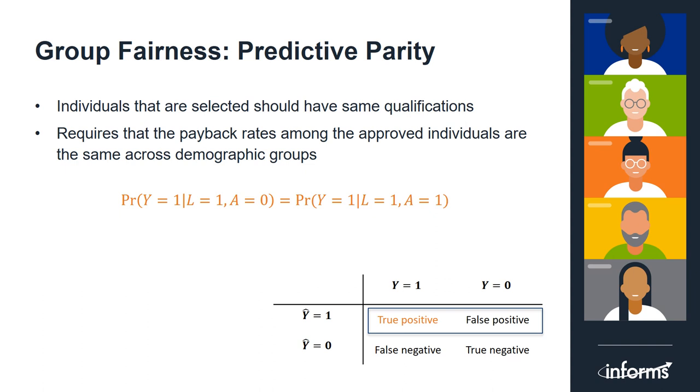Predictive parity requires that the proportions of positive instances among the approved individuals are the same across demographic groups. That's basically the number of true positive instances divided by the total number of positive predictions. In our loan-granting example, this means that male applicants who are approved for loans and female applicants who are approved for loans should have the same payback rate. Predictive parity is equivalent to equal positive predicted value or equal precision across different demographic groups.